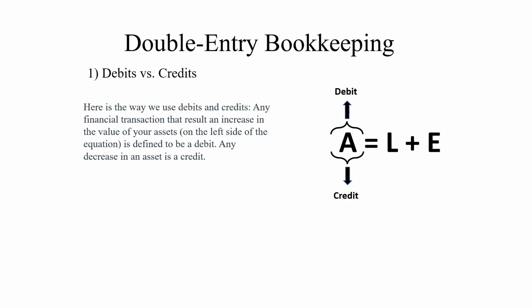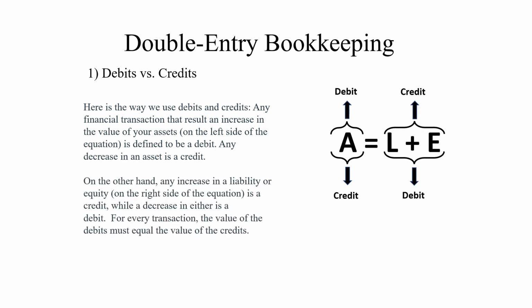So here's the way we use debits and credits. Any financial transaction that results in an increase in the value of your assets, on the left-hand side of this equation, is defined to be a debit. Any decrease in an asset is considered a credit.